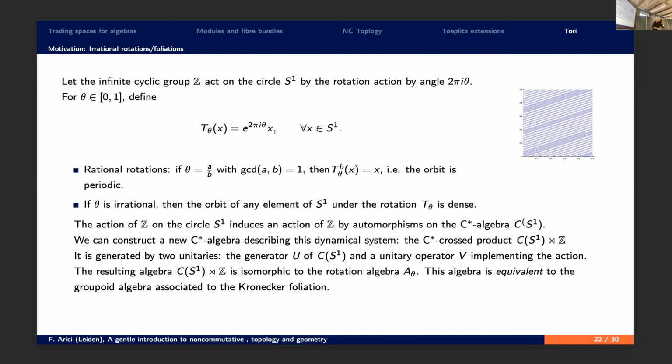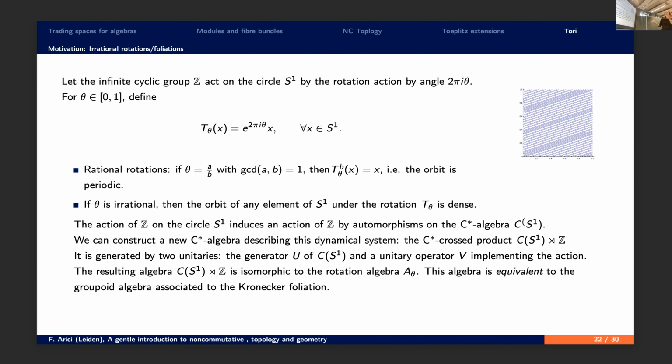So what this algebra is representing is the action of the infinite cyclic group on the circle. And the reason why I put a two-dimensional picture will become transparent at the end of the presentation. So we define an action of the infinite cyclic group, which is generated by rotation by an angle theta. And so for every theta between 0 and 1, we define this action T_theta of x as e to the 2 pi i theta x for every x in the circle. So we just take a point in the circle, rotate it by this angle theta, and then go on.